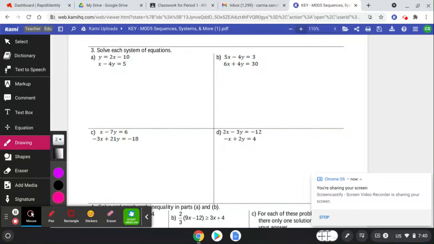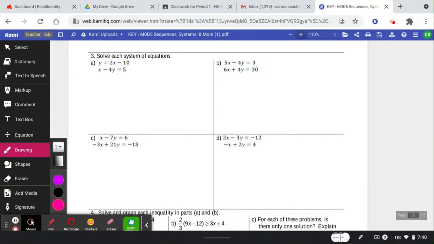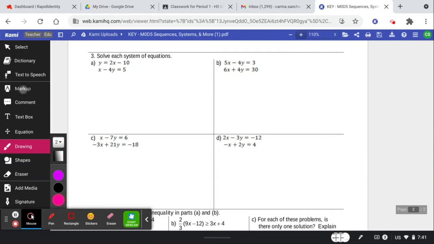Okay, here we're going to do some more practice with systems. Let's see how you do. So the first one, notice it's already got this isolated y equals an isolated variable. So it's set up nicely to use the substitution method.